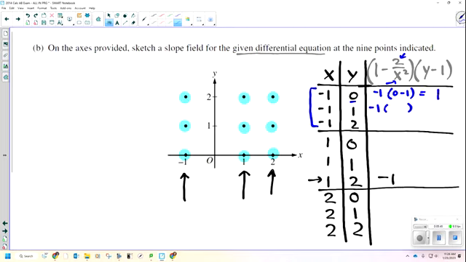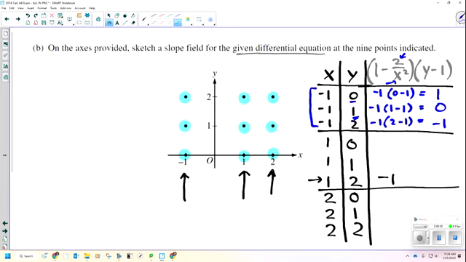-1 times this. Now, this is 1 minus 1 because my y is 1 now. That's 0. Okay, that's nice. And now my y is 2. So it's 2 minus 1, that's just 1. -1 times 1 is -1. Okay, so those are my three slopes for the line there. And if I want, I could put them in there right now.